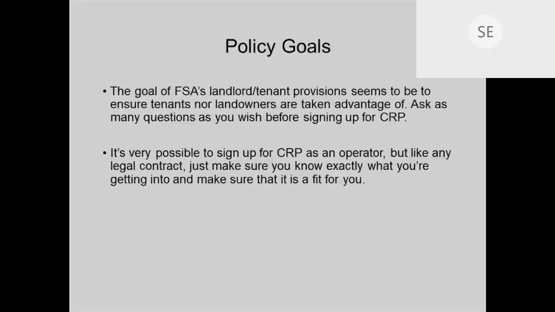Overall, the goal of our landowner-tenant provisions is really just to make sure that, be it the operator or the landowner, nobody's taken advantage of and that things are fair. So if you're looking to get into a CRP contract, we have some ridiculous deadlines sometimes, and things are hurried and people are frazzled, but ask as many questions as you want. Take your time and make sure you know what you're getting into, and that you have all the time you need with the FSA staff to make sure you understand.